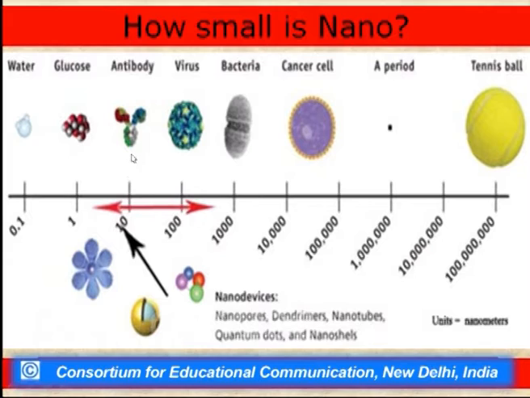And if we compare it with the size of the antibodies in our human system, its size comes out to be about 10 nanometers. This scale, lying from 1 nanometer to 100 nanometers, is termed the nanoscale. Viruses have a size of the order of 100 nanometers, and bacteria have a size of 1000 nanometers, whereas a cancerous cell has a size between 10,000 and 40,000 nanometers. If we compare it with a normal cell, its size would turn out to be around 7,000 to 8,000 nanometers.